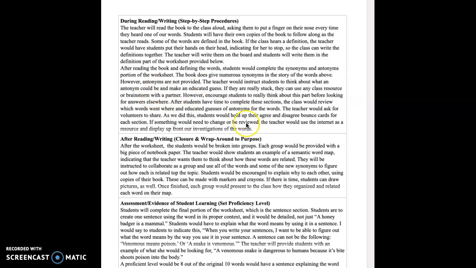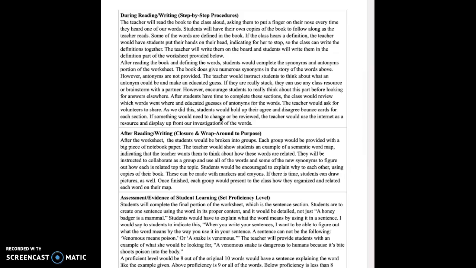of the worksheet. The book does give numerous synonyms in the story of the words above. So for example, one of the words was den. The book provides a bunch of different words that have the same meaning as den. So den is where hyenas find shelter, for example. So they say like hive is where bees find shelter, for example. So in the lesson, I would have students think about different homes for different animals, for example.